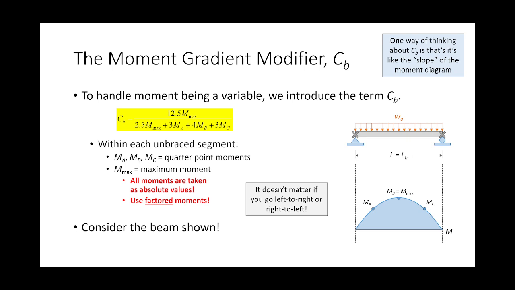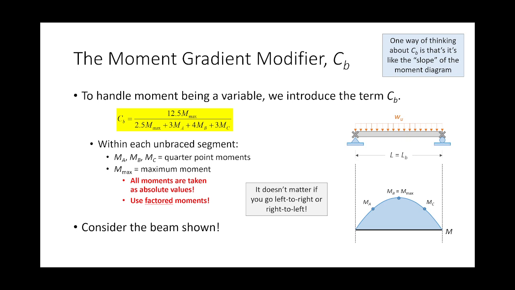Okay? For each segment, you need to report the quarter point moments and the maximum moment within that segment. For this example, the maximum moment just happens to be MB. Okay? That will not always be the case. Okay? But for this one, it is. The moments are taken as absolute values. You do not consider positives or negatives. They're all positive. And once you get that, plug and chug. Okay? Make sense? All right.